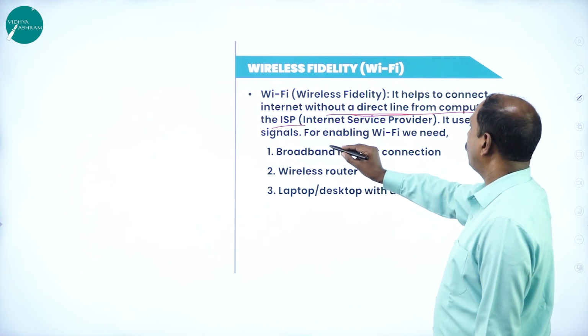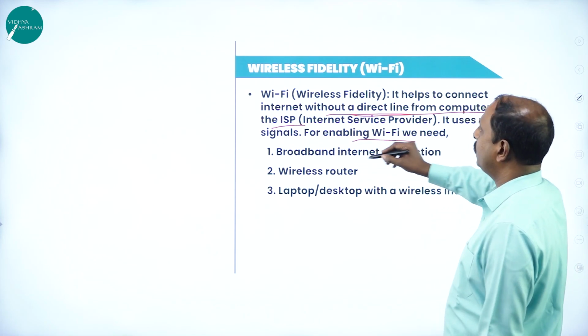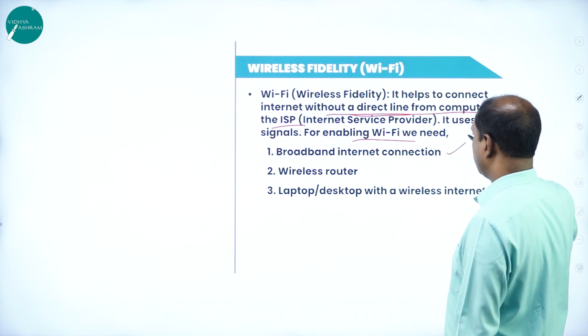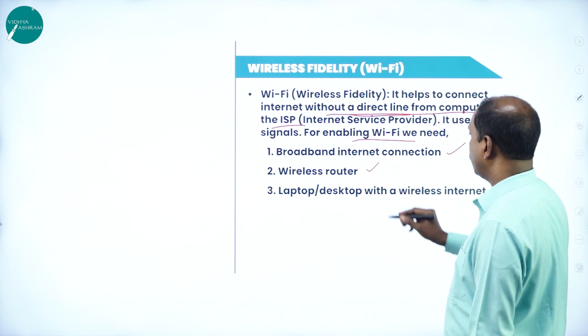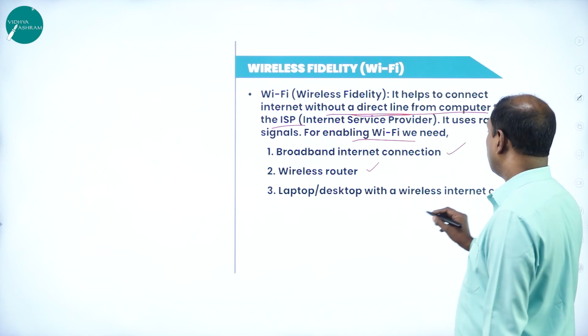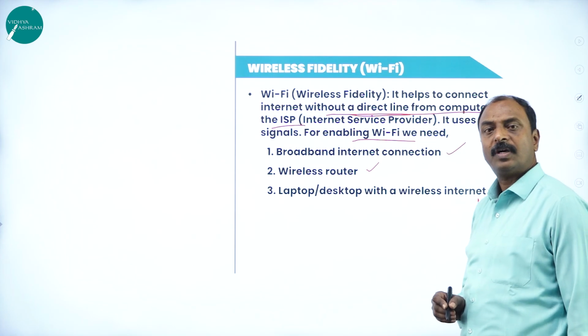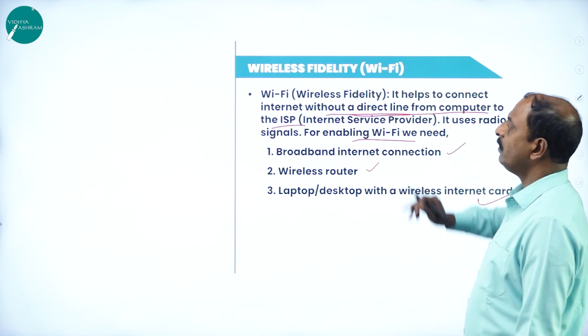Next, for enabling Wi-Fi, to have a Wi-Fi network, we need a broadband internet connection, a wireless router, and a laptop or desktop with a wireless internet card. So these are the minimum requirements to have a Wi-Fi network.